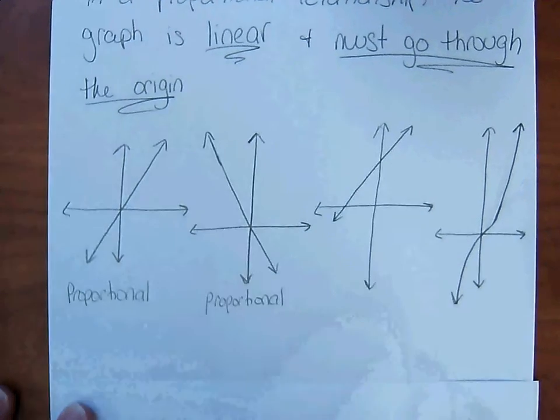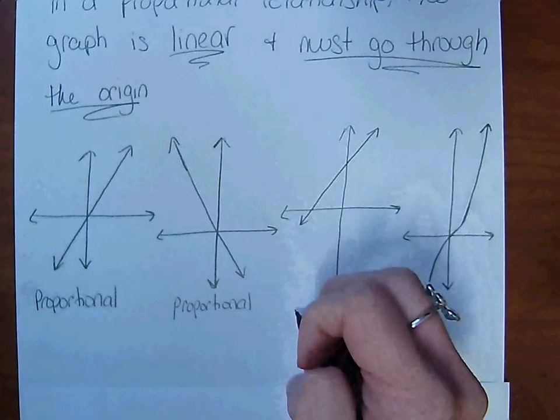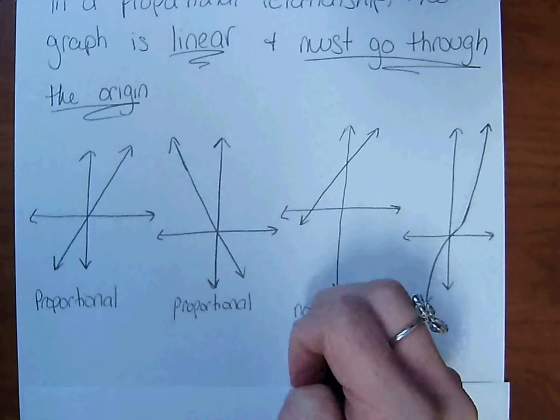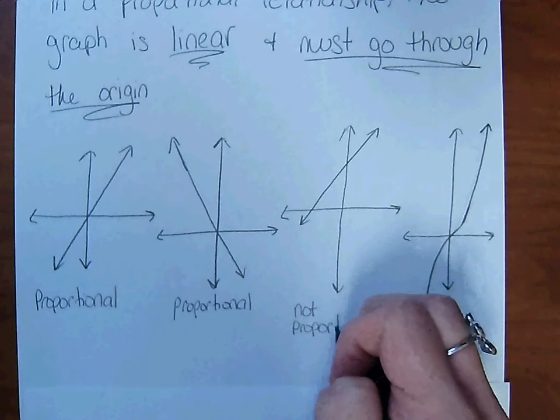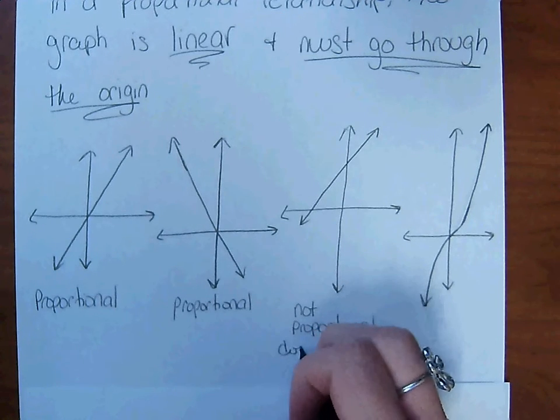The third graph is linear, but it does not go through the origin. Both things must be true in order for it to be proportional. So this is not proportional, and the reason is it does not go through the origin.